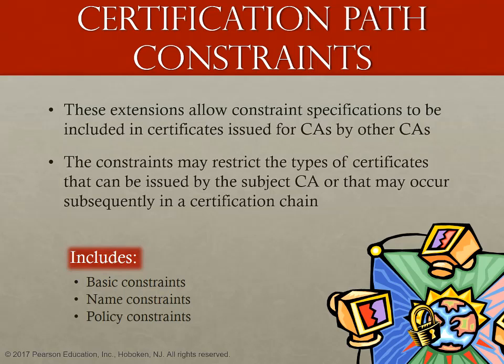Name constraints. Indicates a namespace within which all subsequent names and certificates must be located. Policy constraints. Specifies constraints that may require explicit certificate policy identification or inhibit policy mapping for the remainder of the certification path.